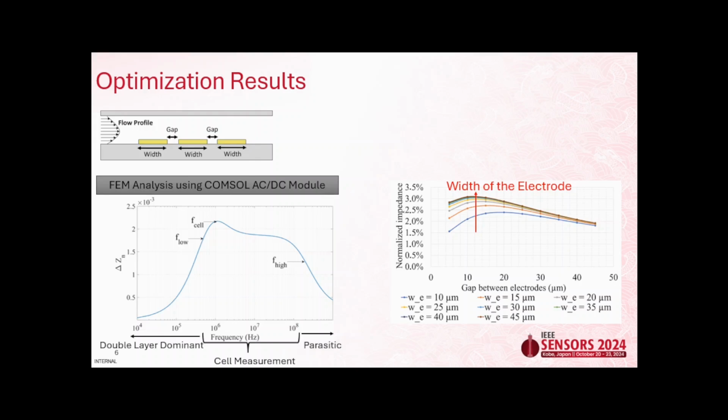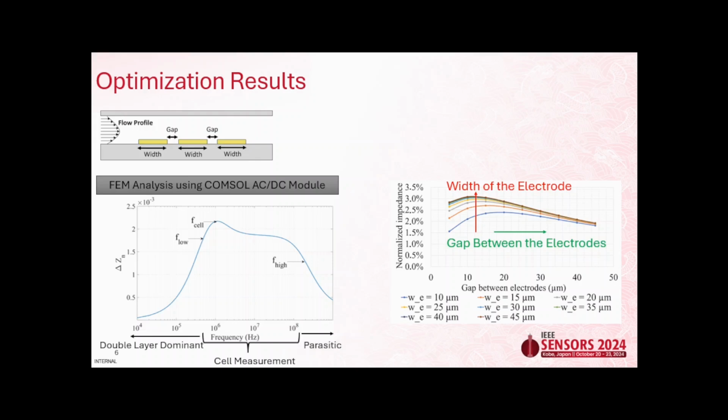But this increase in the normalized impedance at the beginning is much higher than at the end of the increasing of the width. And that is because at some point, the electrical field inside of the microchannel will be saturated. So more increase in the width of the electrode doesn't bring that much advantage. And then I started to increase the gap between the electrodes.